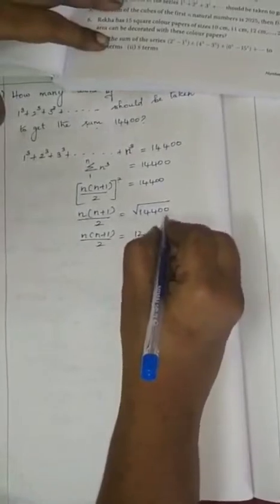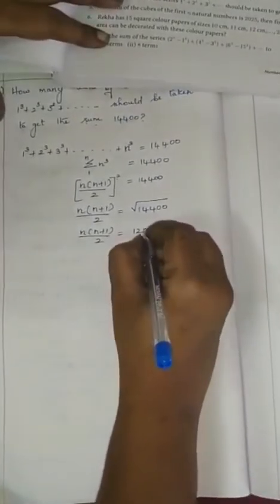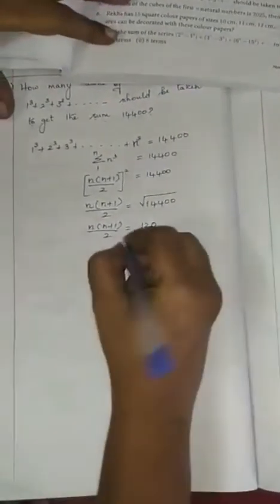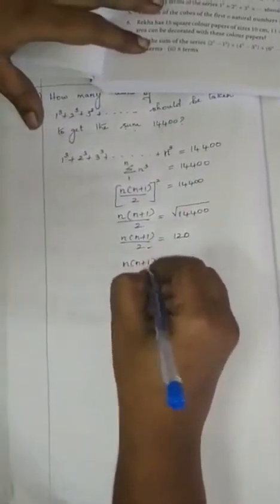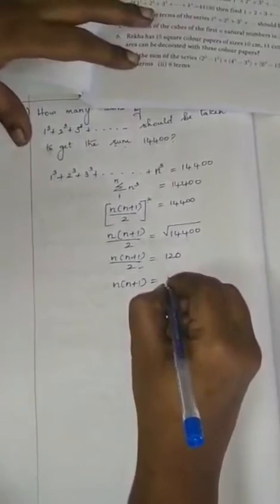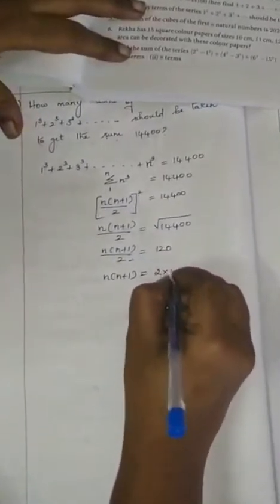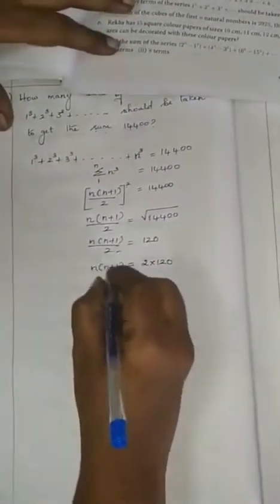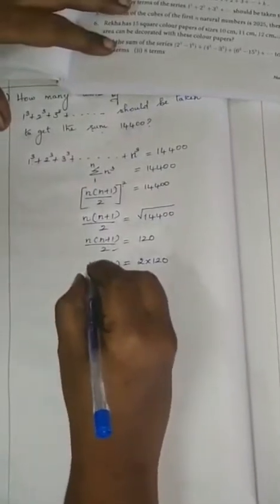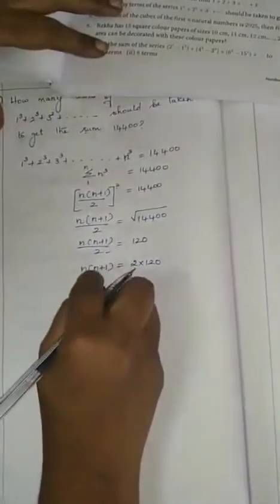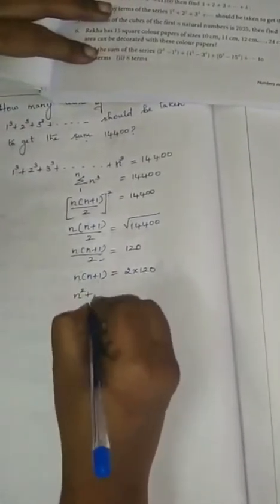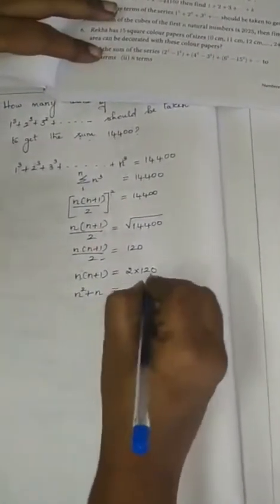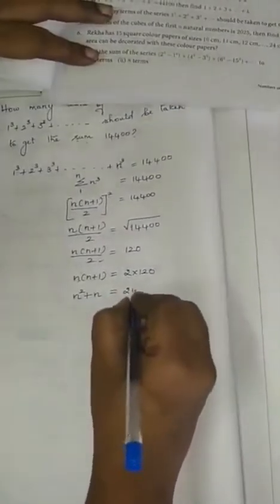Now whenever you have 2 zeros inside the root, you should put 1 zero outside. So now take this 2 to the other side. You will get n into n plus 1 is equal to 2 into 120. Now multiply this n inside. What will you have? n is common for both this n and 1. So n into n is n square, plus n into 1 is n, that is equal to 2 into 120, which is 240.